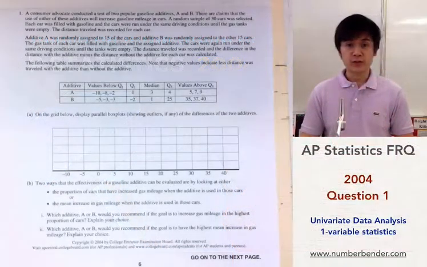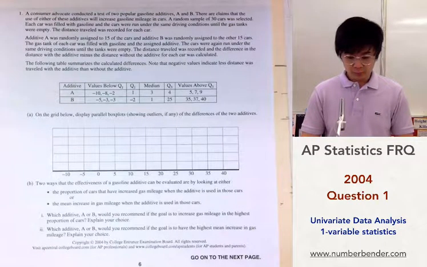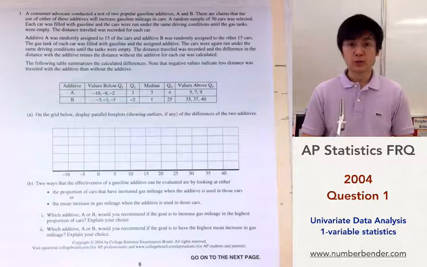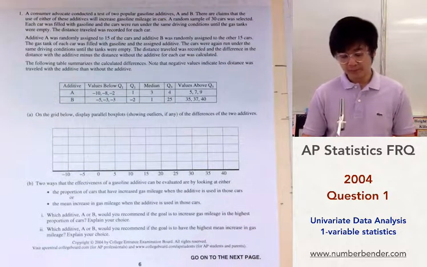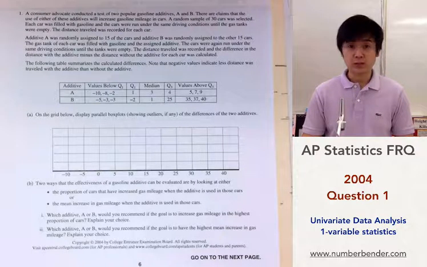Today we're going to answer an FRQ from 2004, and we're going to start with problem number 1. In problem number 1, we are presented two additives that will help increase gasoline mileage in cars. There are two additives, additive A and additive B, and we're going to compare them using the information that we have in problem number 1. We are asked to show the graphical display for the differences between the two additives.